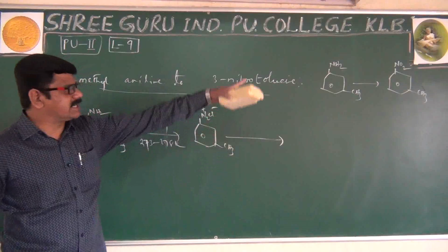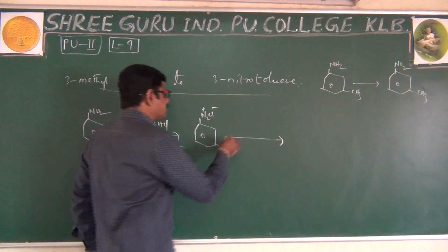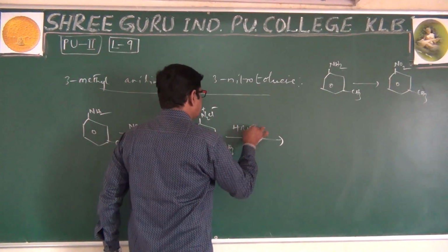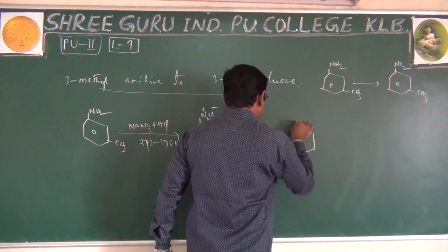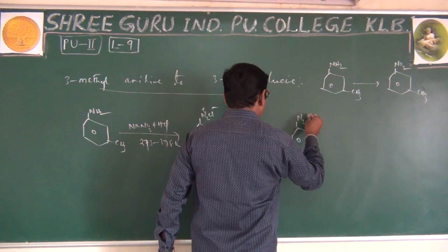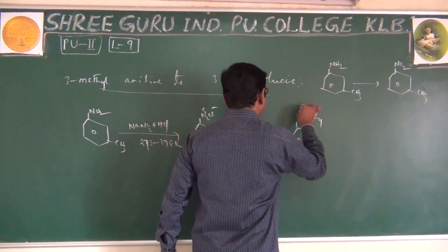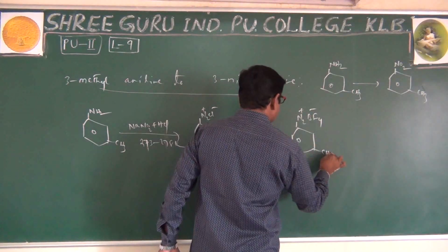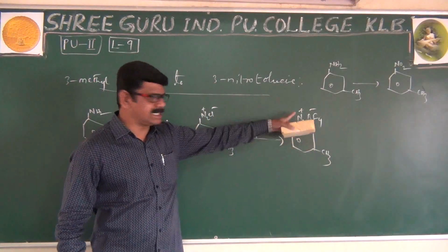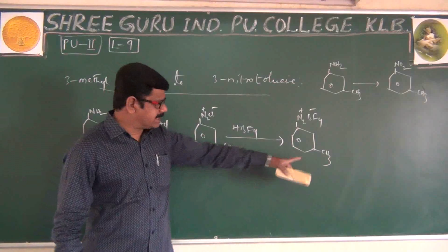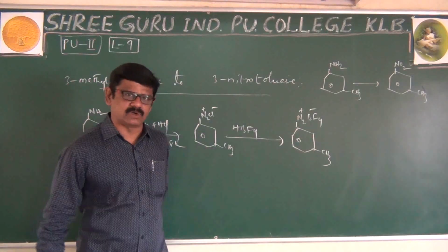This compound, because our target is NO2. For that purpose, what are we doing? We use HBF4, fluoroboric acid. When it reacts with HBF4, we get diazonium fluoroborate: meta-methyl benzene diazonium fluoroborate.